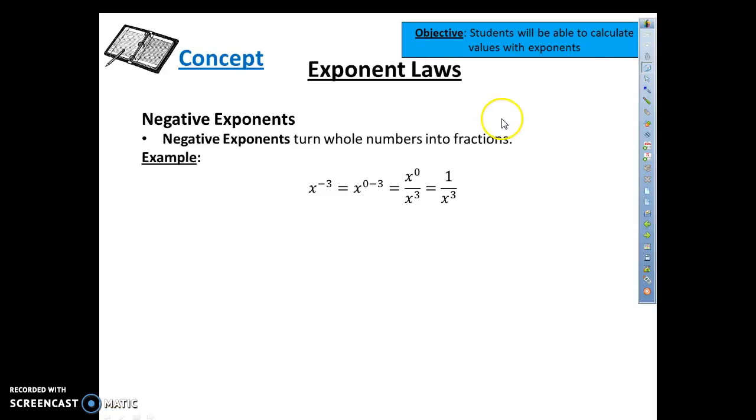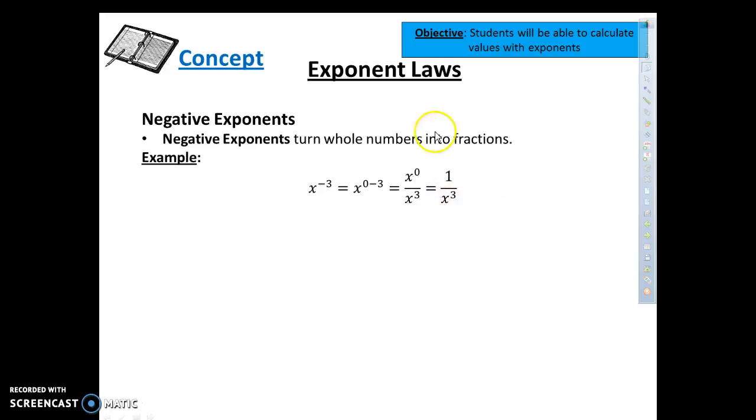The last thing, I believe, that we're going to talk about is negative exponents. So what do I do when I have a negative exponent? Here I have x to the power of negative 3. Will you agree that we can rewrite this as x to the power of 0 minus 3? And if I have x to the power of 0 minus 3, I can rewrite this with our exponent laws as x to the power of 0 divided by x to the power of 3. Well, anything to the power of 0 is 1.